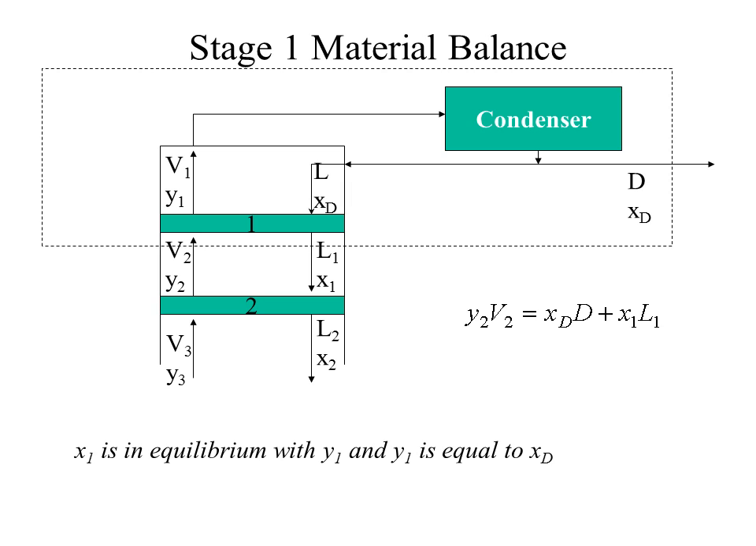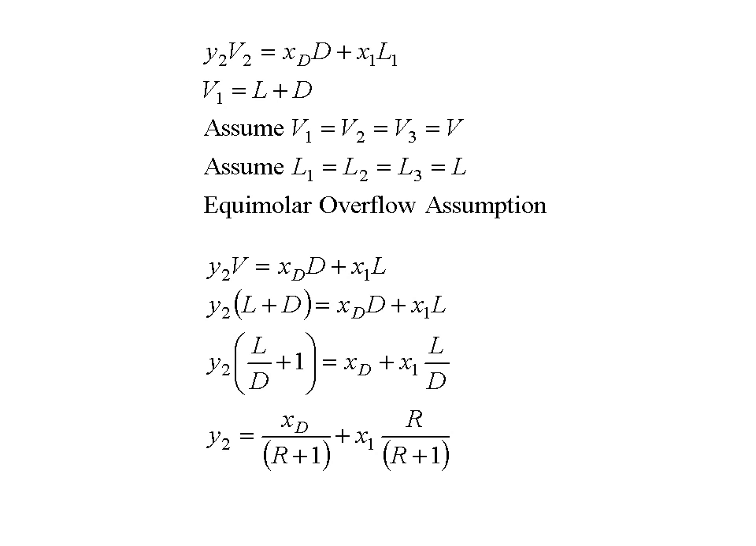But note that the stream leaving stage 1 in the liquid phase is in equilibrium with the stream leaving stage 1 in the vapor phase. Therefore, X1 is in equilibrium with Y1, and Y1 is simply equal to the distillate mole fraction X sub D. Carrying on the material balance, we have the component balance. And also note that the vapor stream leaving the first stage will equal the liquid stream that is returned as reflux, L, plus the distillate.